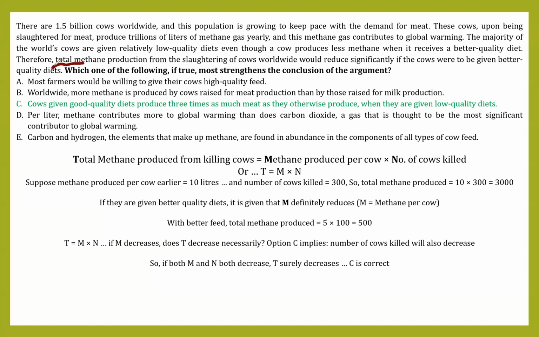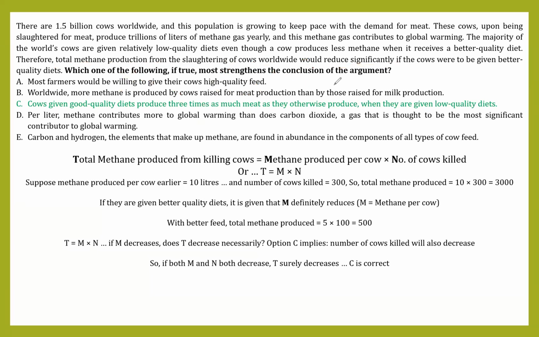Total methane production from slaughtering of cows would reduce significantly. So it must be some number. That number is going down now. So I have to prove, strengthen means what? Anyway, I'm supposed to prove that total methane will go down, the number.